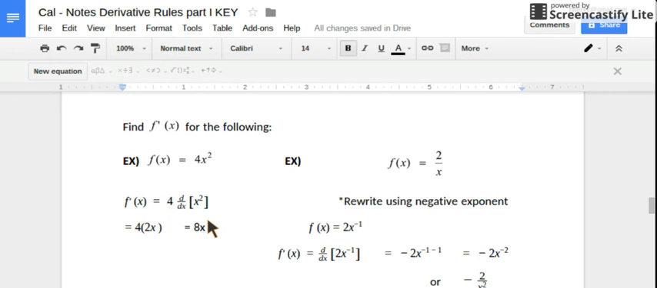So that's kind of the long way of thinking about it, but really, if you just drop that exponent down and multiply it by your coefficients, it's just a much easier way of thinking about it.